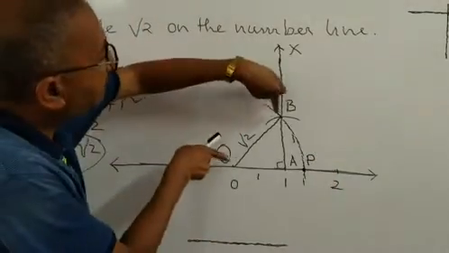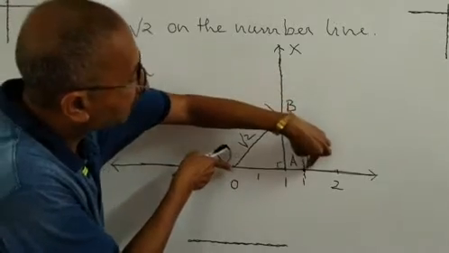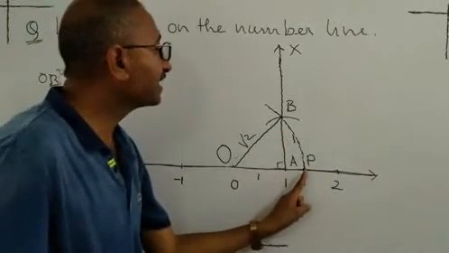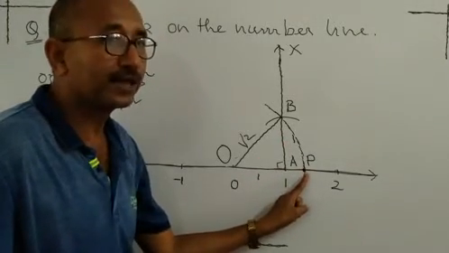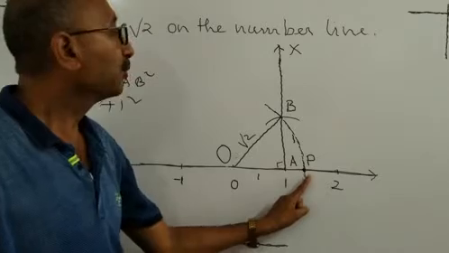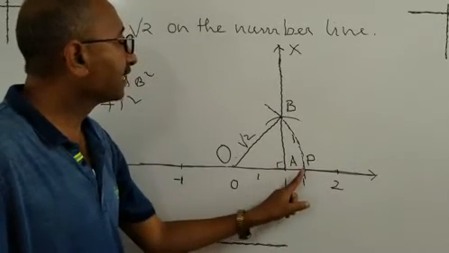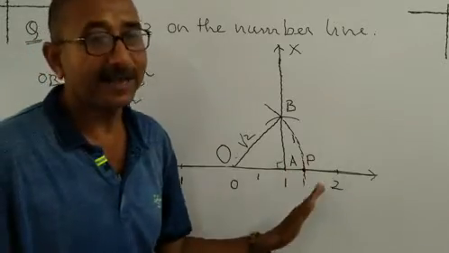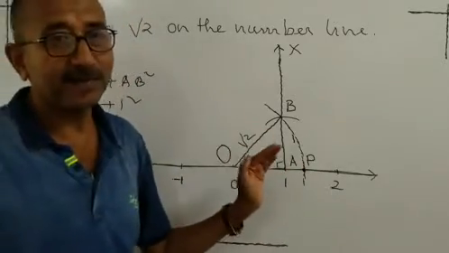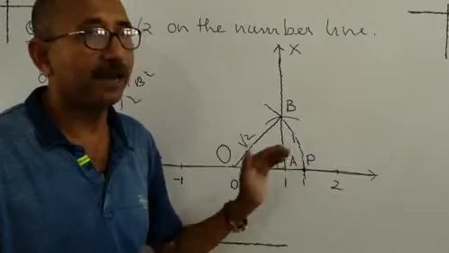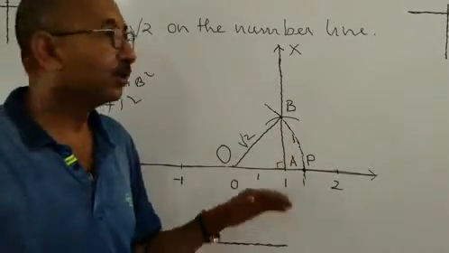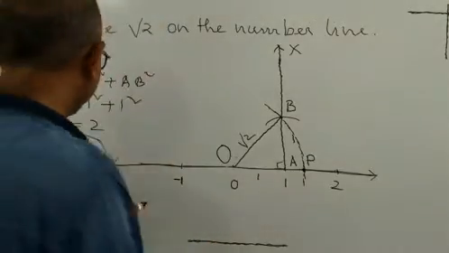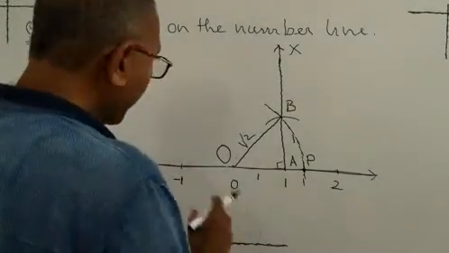Now, can you tell me, if this length is root over 2, what about the length of this one? It is also root over 2, definitely. That means this point represents root over 2 on the number line. So we have located this point P, locating root over 2 on the number line. In this way, we can represent all other irrational numbers on the number line also. In our next video, we'll see how to represent root over 5. This is all about root over 2.